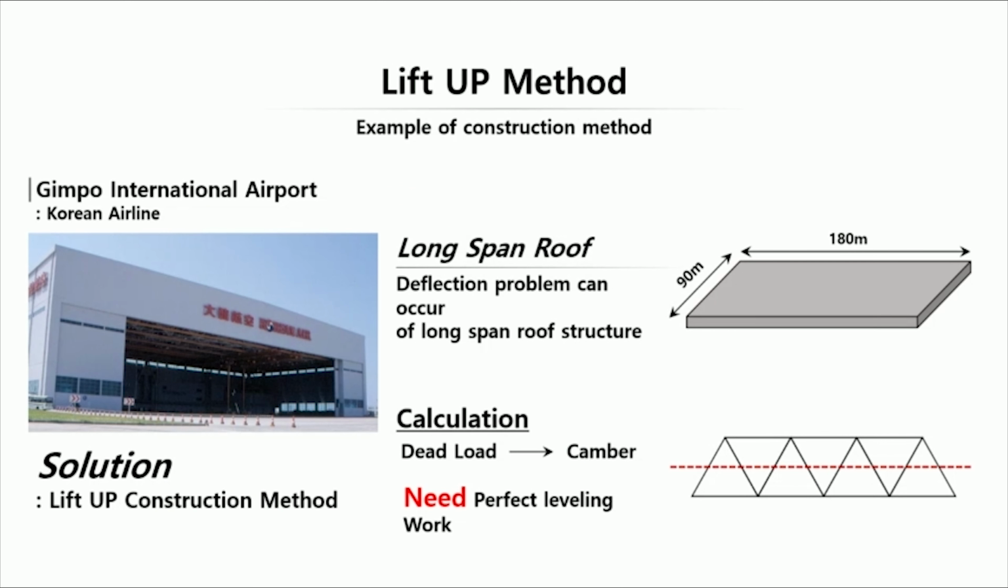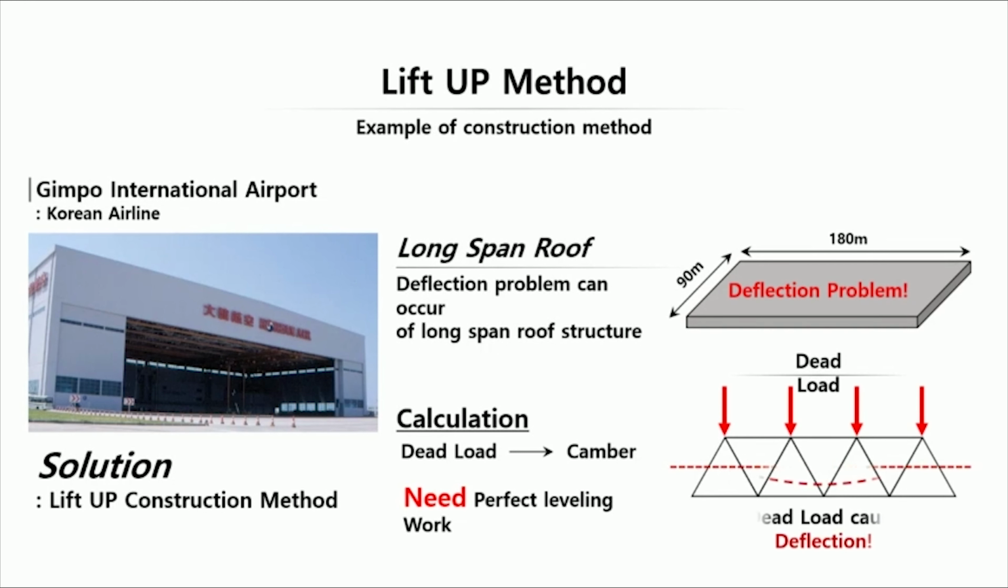An example of the application of the lift-up method is the Korean Air building at Gimpo International Airport. This building has a long span roof, which risks being deflected by that load. Therefore, a camber is placed to prevent the deflection, which requires perfect leveling work. So the lift-up method was adopted here as well.